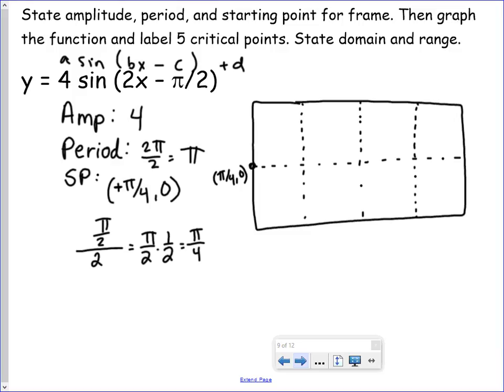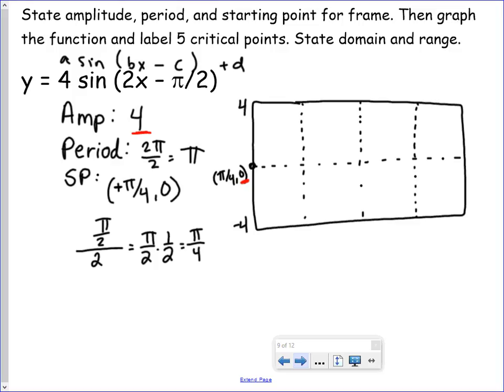And remember that for amplitudes, you are doing vertical work. So you are adding your amplitude to the y-coordinate of your starting point. We had a vertical shift, so we're just going up 4 and down 4 from 0. So when I label those points at the top and the bottom, I'm going to get 4 and negative 4.